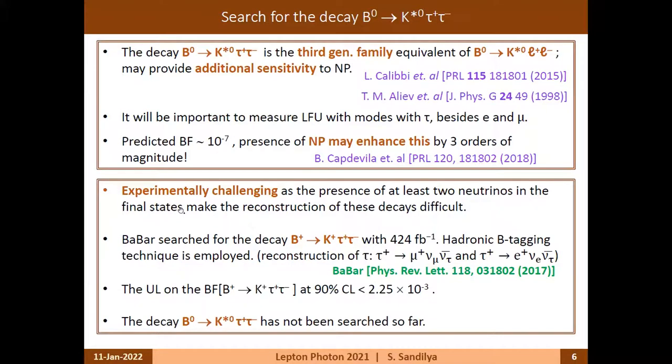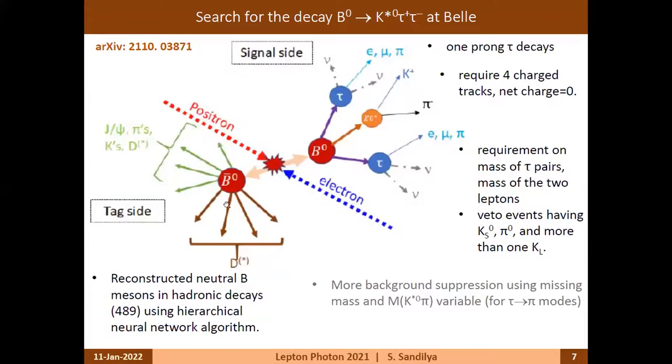As you might have noticed, this decay is experimentally very challenging, as there are at least two neutrinos in the final state, and the reconstruction of these decays is very difficult. Previously, BaBar searched for B to K tau tau using a sample of 424 femtobarn inverse. The companion B meson was reconstructed in hadronic decay modes, and the taus were reconstructed in leptonic final states. An upper limit on the branching fraction of B to K tau tau was derived, of the order of 2 times 10 to the power minus 3. However, there has been no search for B to K star tau tau so far. So this decay has been searched for at Belle.